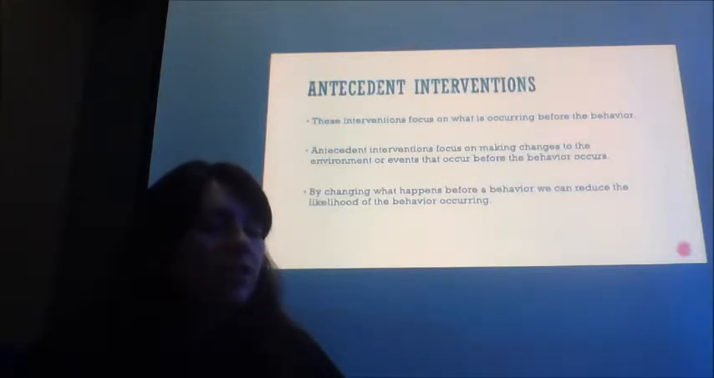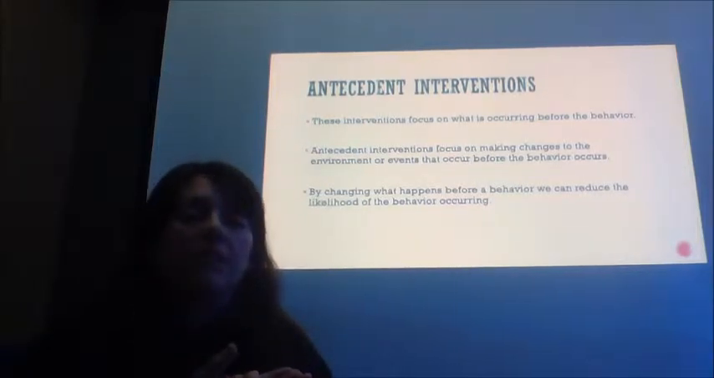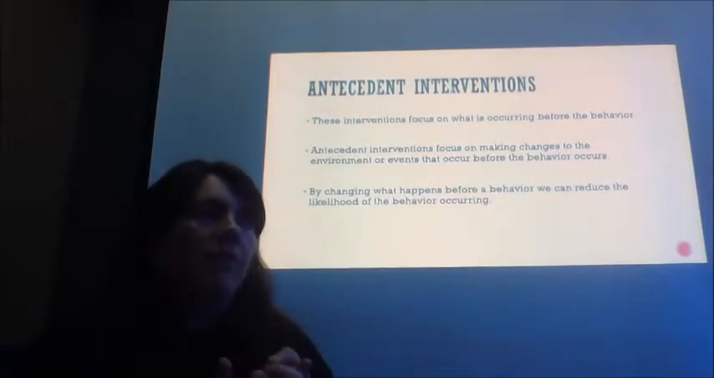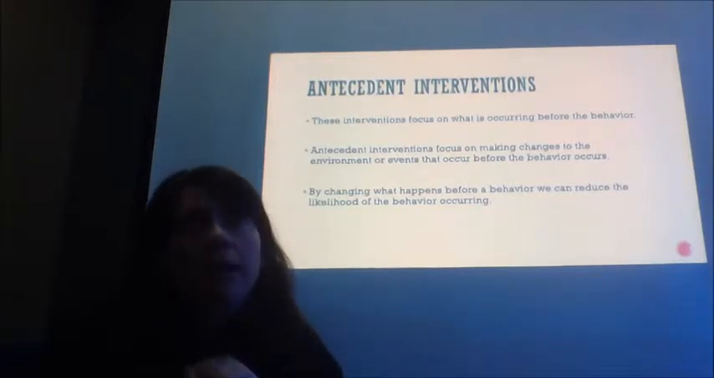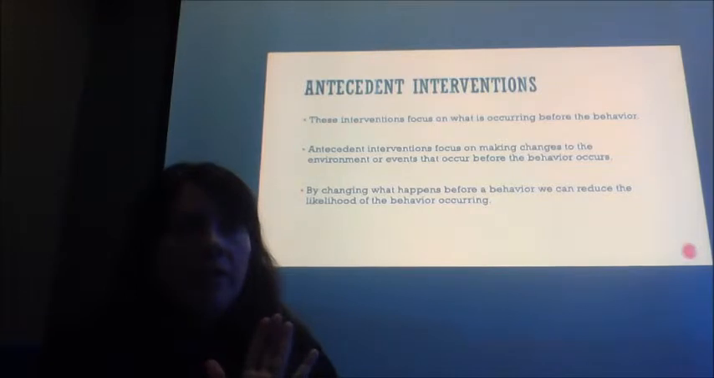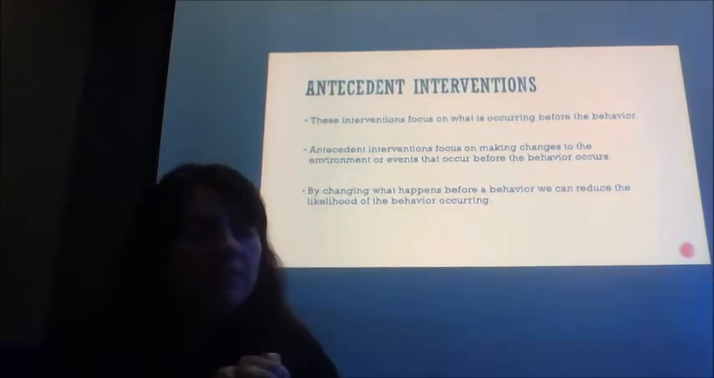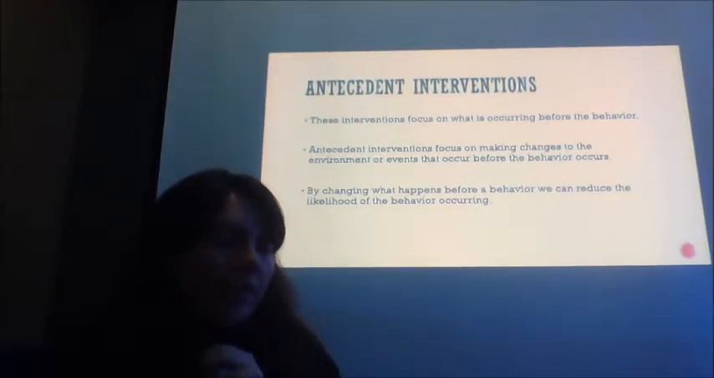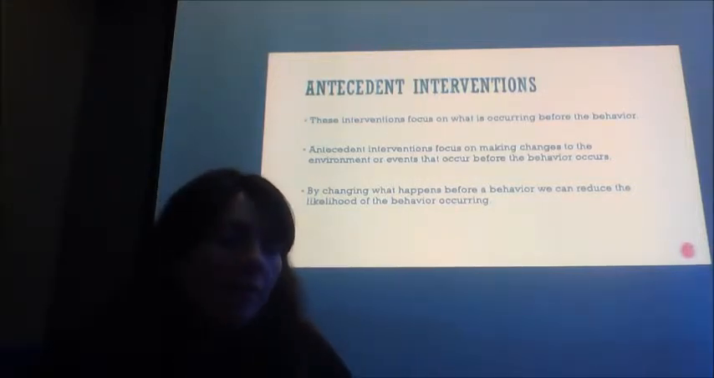So these interventions focus on what is occurring before the behavior. Once those events control someone's behavior, like if you have a kid who has really good instructional control and you can say stop, then you can use that to control their behavior. Antecedent interventions focus on making changes to the environment or events that occur before the behavior happens. By changing what happens before the behavior, we can reduce the likelihood of the behavior occurring.